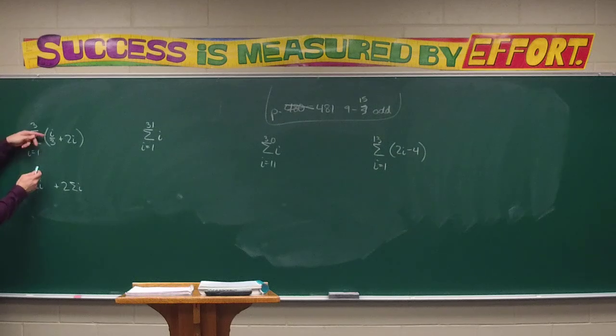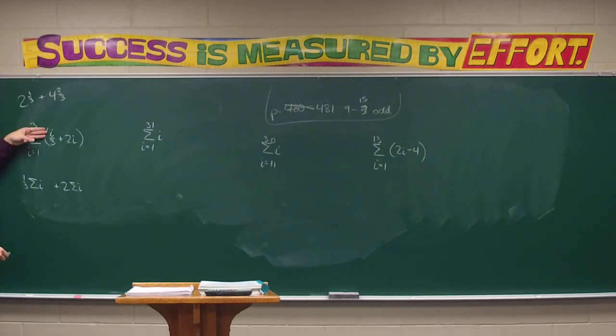Plug in a 1, class, and if you plug in a 1, you get 1/3 plus 2. What's 1/3 plus 2? 2 1/3. Now plug in 2. That gives us 2/3 plus 4. What's 2/3 plus 4? 4 and 2/3. And we're already to the upper bound, so we plug in the 3.